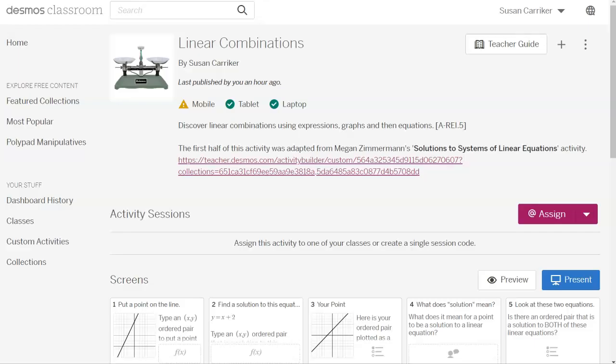So this first task will take the majority of your time, and the first half of this task is really review, but this is your opportunity to see where your kids are and if they truly understand what it means for a point to be a solution to an equation and for a point to be a solution to a system. So you're kind of getting back to the very basic fundamental concepts.